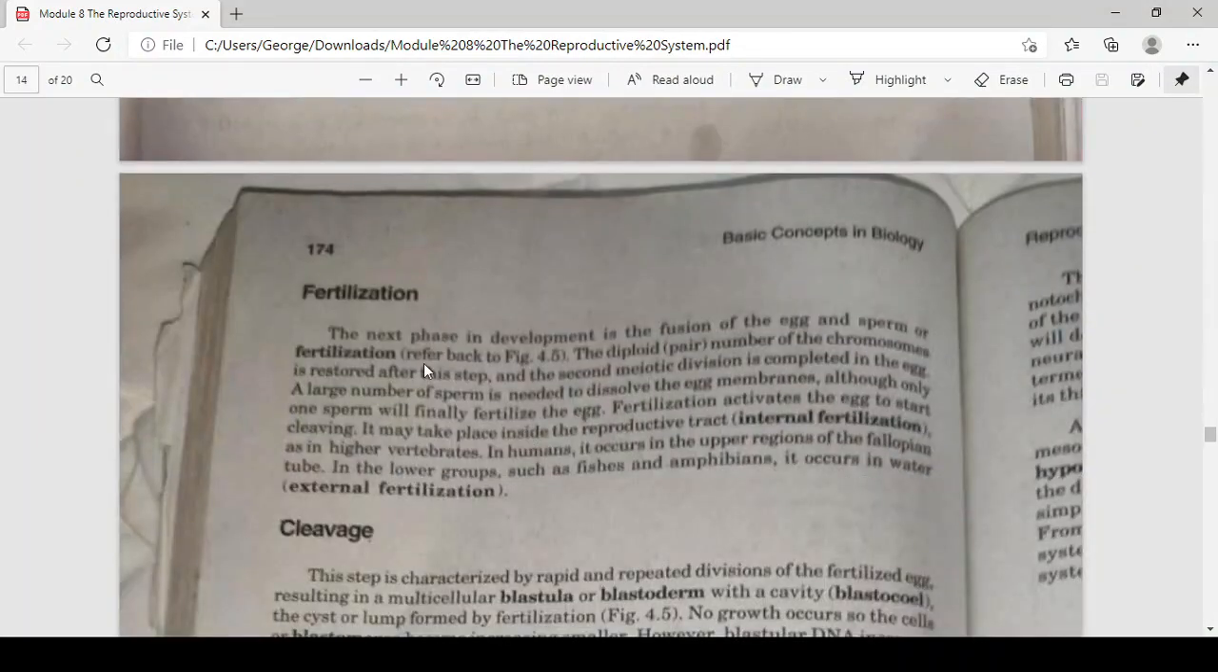Next, we have fertilization. The next phase in the development is the fusion of the egg and sperm. That is called your fertilization. Kids, mag-combine ang sperm kag ang egg. That will produce your zygote. The zygote, kids, is the product of your fertilization. Fertilization activates the egg to start your cleaving.